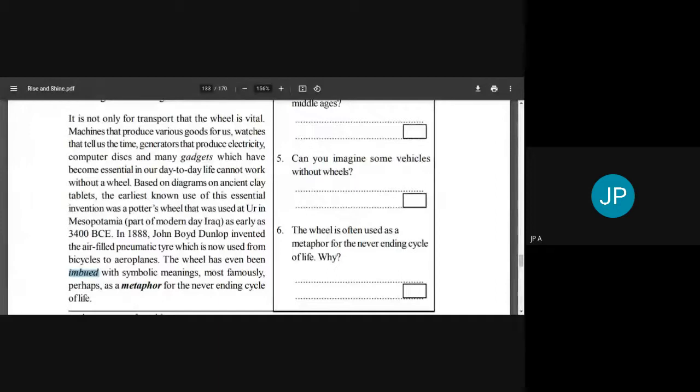So the wheel similarly has got a symbolic significance, not only in religions, even in philosophy, where it is considered as a metaphor. Metaphor is something that stands for something else. നമ്മൾ ഒന്നിനെ വേറൊന്നിനോട് ഉപമിക്കുക അല്ലെങ്കിൽ വേറൊന്നിനോട് താരതമ്യം ചെയ്യുക. താരതമ്യമാണ് മെറ്റഫർ എന്ന് പറയുന്നത്. So what does it stand for? The wheel stands for the never-ending cycle of life. അപ്പോൾ ജീവിതം എന്ന് പറയുന്നത് it is something that never ends. It goes on continuously. So that is what we understand by the importance of the wheel.